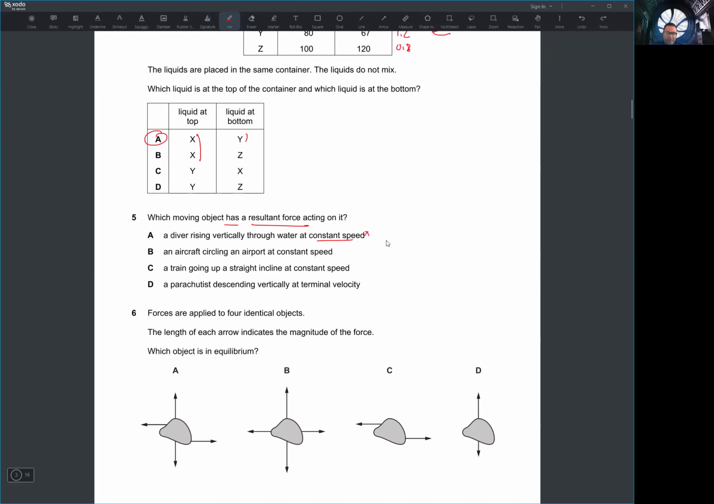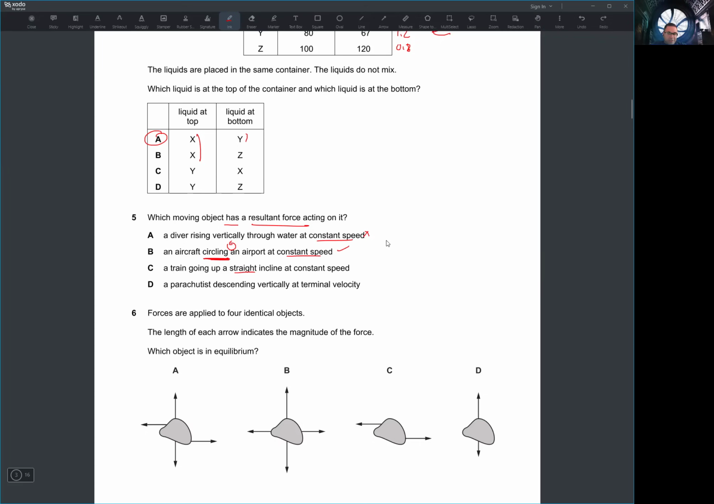No. Aircraft circling. What do you mean, is it like a skydiver? This is a diver rising vertically through water. Where's the sky? He's trying to go up. Okay. Circling an airport at constant speed. Constant speed, sure. But isn't he changing direction? Circling, isn't that changing direction? Yeah, this could be it. I'll say yes for now.